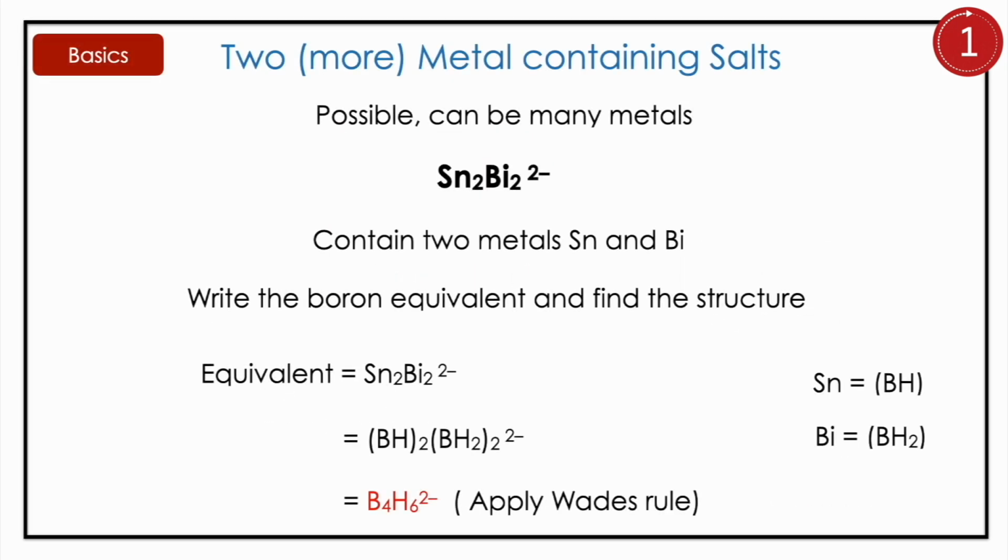Then sometimes salts containing two or more metals will come. Here I have given Sn2Bi2 2 minus. Don't get confused. Write the boron equivalent and solve with Wade's rule. Here tin is given, bismuth is given. Tin is in the carbon group, so BH. Bismuth is in the nitrogen group, so BH2. So the equivalent will be (BH)2(BH2)2 2 minus. If you simplify, you have B4H6 2 minus. You can apply Wade's rule.